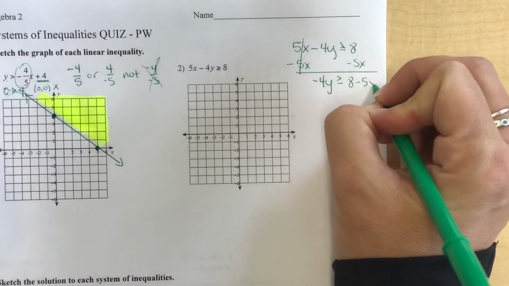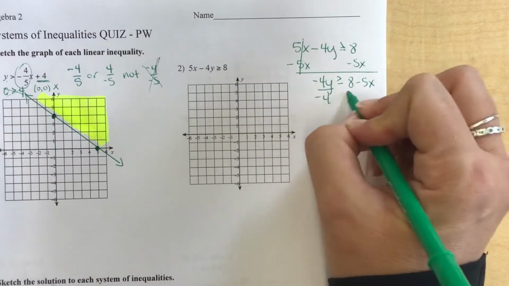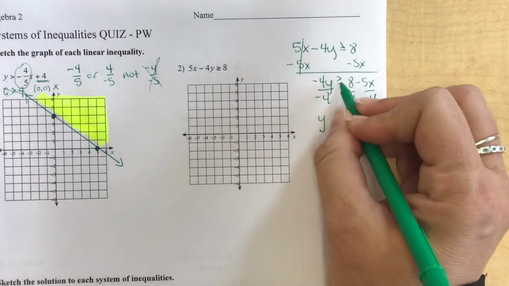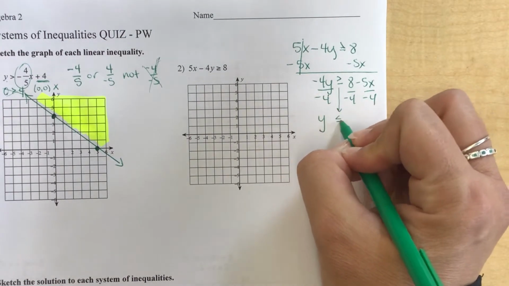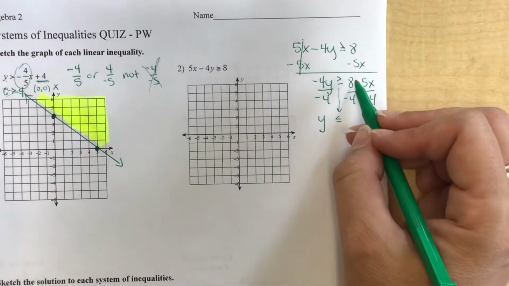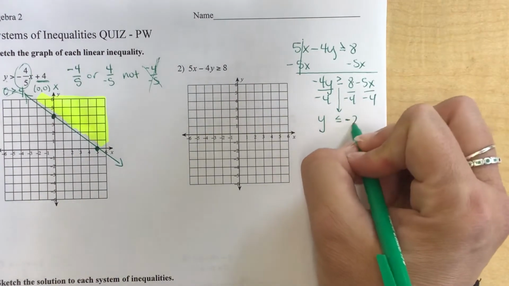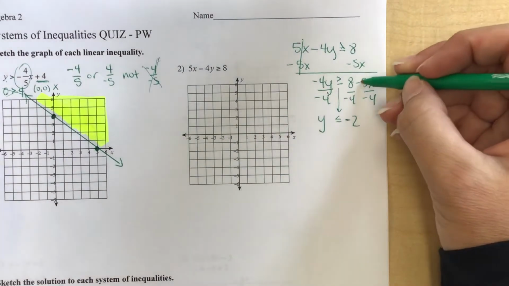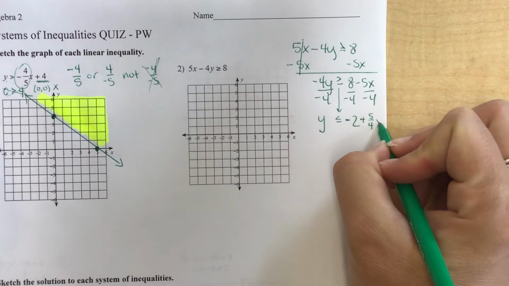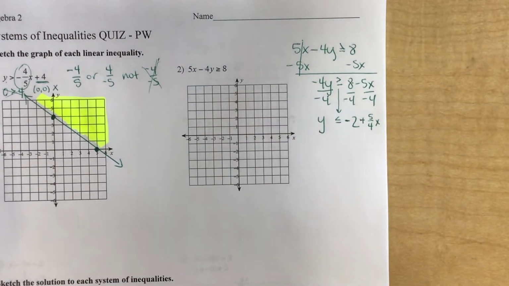8 minus 5x, and then divide everything by -4. Now remember, when we divide by a negative, you have to flip your sign. Okay, so your inequality sign flips when you divide by a negative. 8 divided by -4 is -2. Negative divided by negative becomes +5/4 x. Now we're going to graph this.